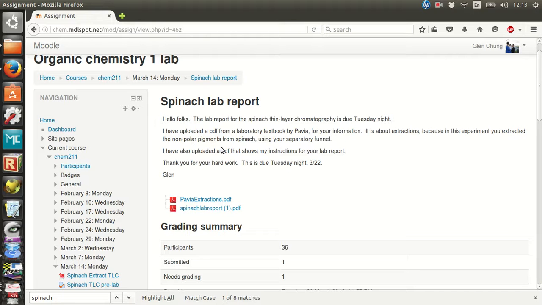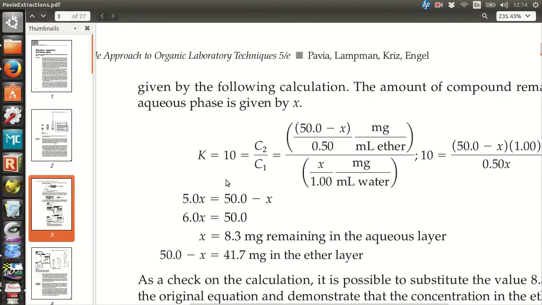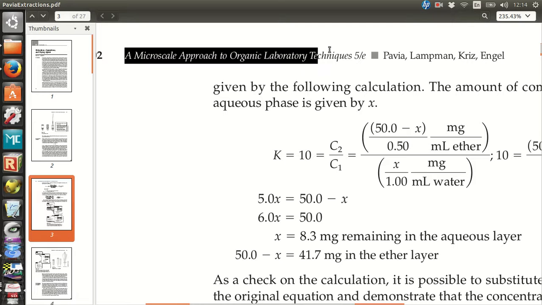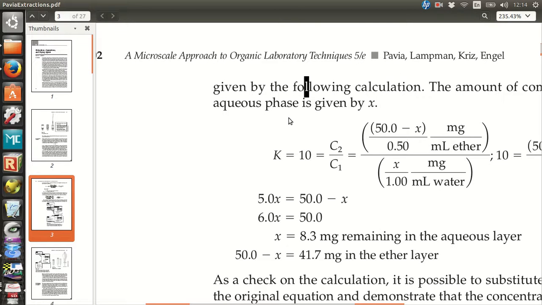Hi, I'm doing the sample calculations for your spinach lab report, and you'll do some also. I'm getting these from the Pavia extractions PDF, which I uploaded for you. It is a few pages out of this textbook by these authors, and the good stuff is on pages 701 and 702.